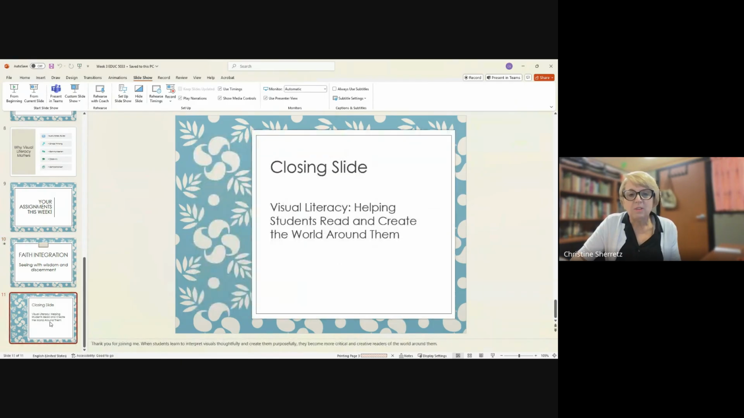So in closing, visual literacy helps our students in reading, it helps in oral language, and it helps them to create the world around them because visuals are everywhere. And so we have to be very strategic in making sure that visual literacy is a part of our ELA program.